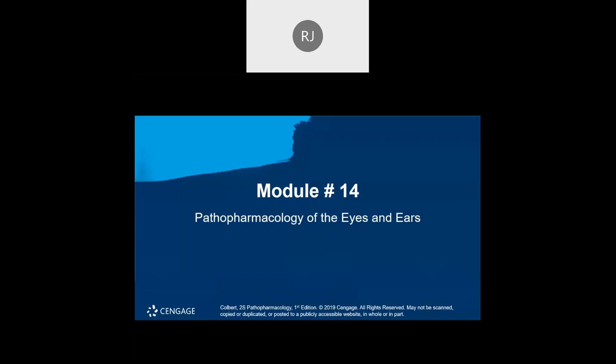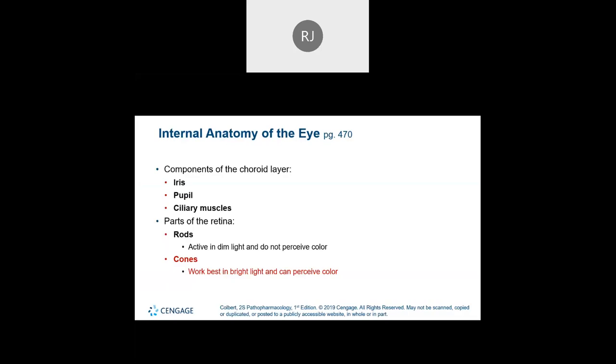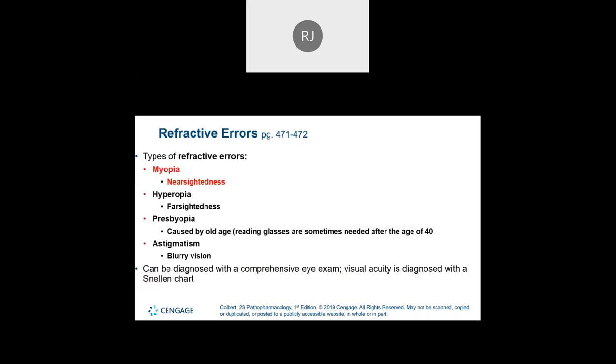Now, Module 14 is the eyes and the ears. Some anatomy of the eyes on page 470. We need to focus in on the parts of the retina. The rods, which are active in dim light and do not perceive color, and cones, which work best in bright light and can perceive color.